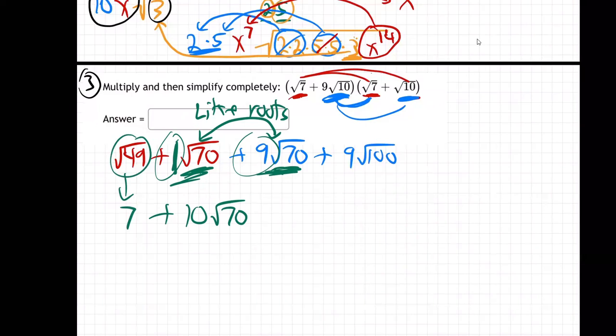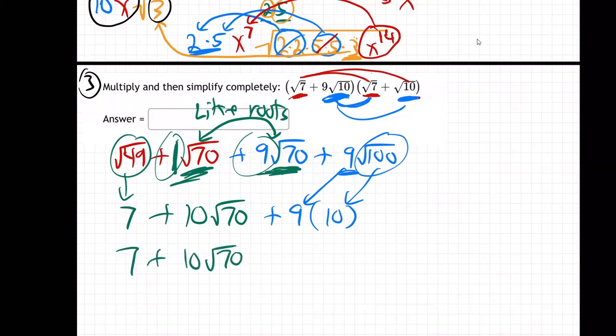Okay, what happens with the thing at the back? Well, the 9 stays in the front, right? And what is the square root of 100? 10. Plain, regular 10, right? There's no more root. Whenever we do a root, remember, the root does his job and vanishes. So then what comes from that? Well, that's going to be plain old 7 again, plus 10 root 70. And what's 9 times 10? 90.